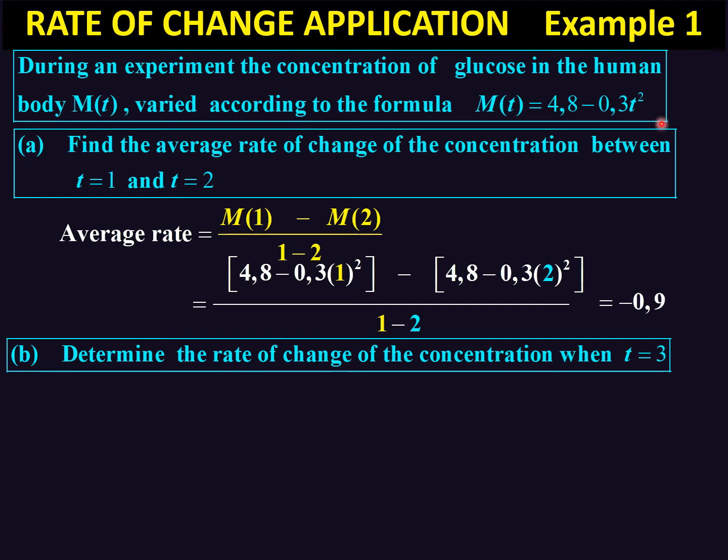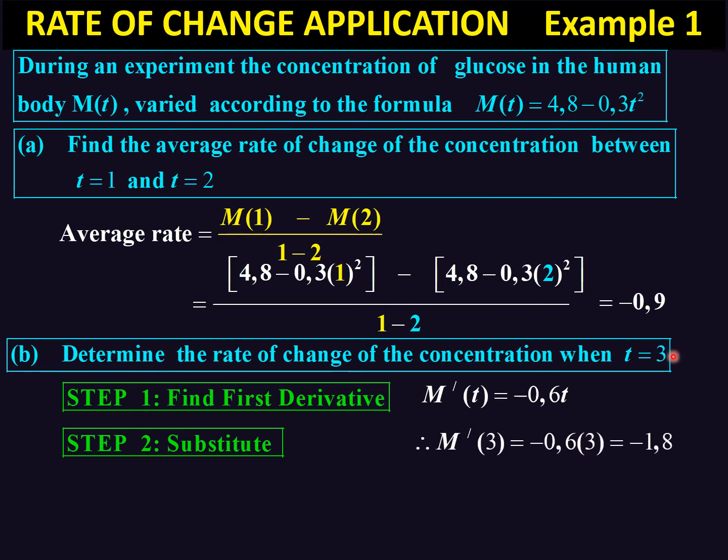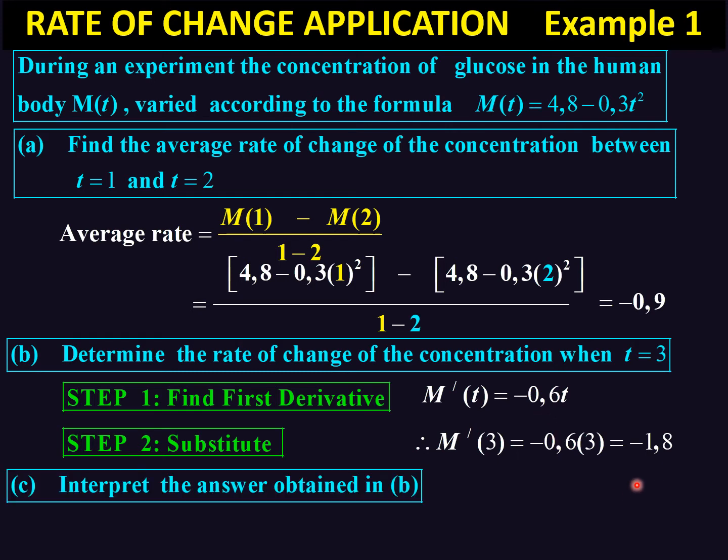So what do we have to differentiate? Differentiate M(t). M prime of t gives us negative 0,6t. And then we have to substitute. What do we have to substitute? They said t equal to 3. So if we substitute 3 into the derivative, we end up with negative 1,8.